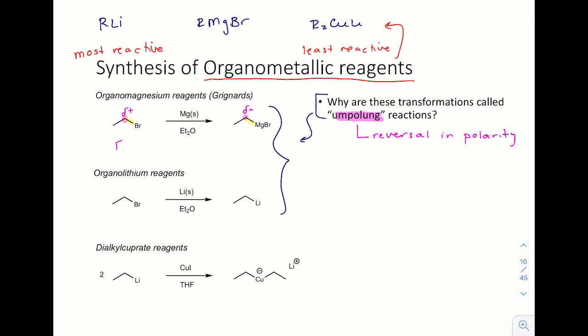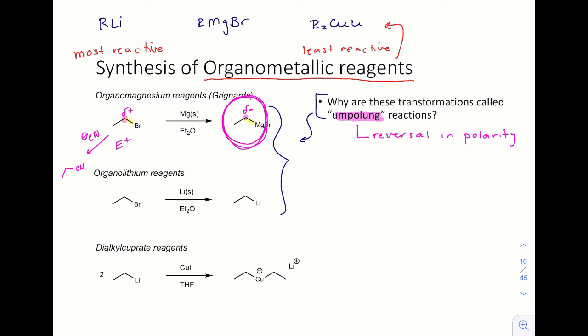The alkyl halide is an electrophile. It reacts with nucleophiles. On its own, we know if we treated it, say, with a good nucleophile like cyanide, it would undergo an SN2 reaction. The organomagnesium species has the total opposite reactivity, right?